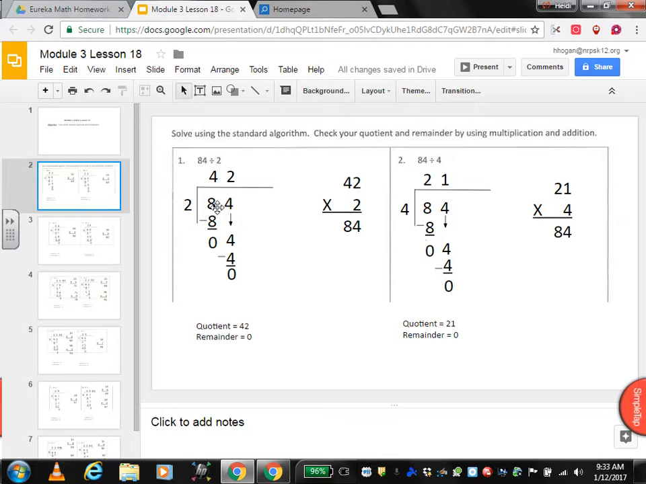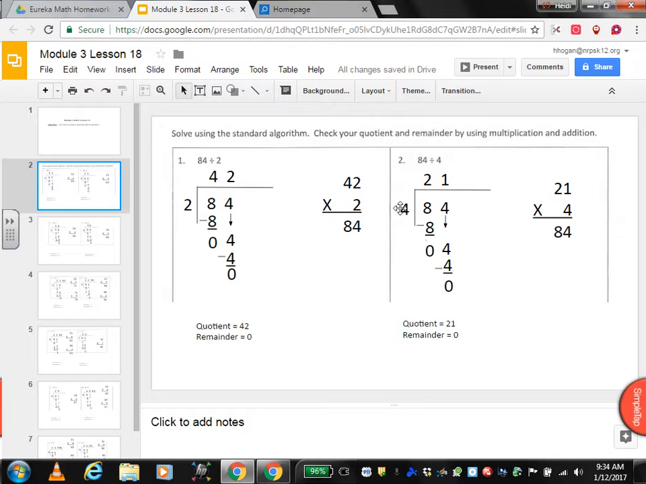So let's begin. 84 divided by 2. So divide. 8 divided by 2 is 4. Now you do need to know these basic facts, so I'm going to go pretty quickly. So divide, multiply. 4 times 2 is 8. Subtract. 8 minus 8 is 0. Bring down the ones place. We have a 4. 4 divided by 2 is 2. 2 times 2 is 4. Subtract. 4 minus 4 is 0. So our quotient is 42.